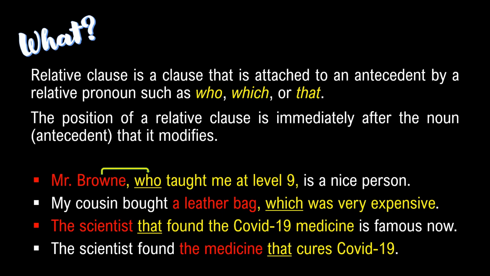The subject of this sentence is therefore Mr. Brown who taught me at level 9. Then you need the verb: is a nice person. So that is the position of a relative clause in a sentence. It follows immediately after the noun or the antecedent that it modifies. The relative clause gives more information about the antecedent or the noun that it modifies. Study the rest of the following examples.